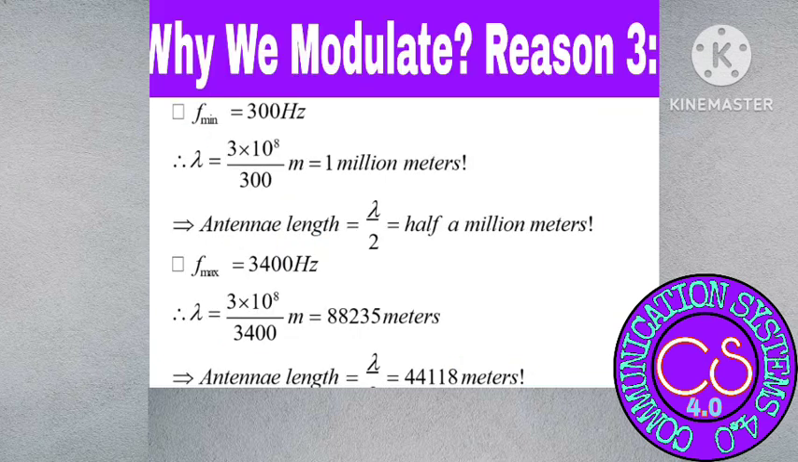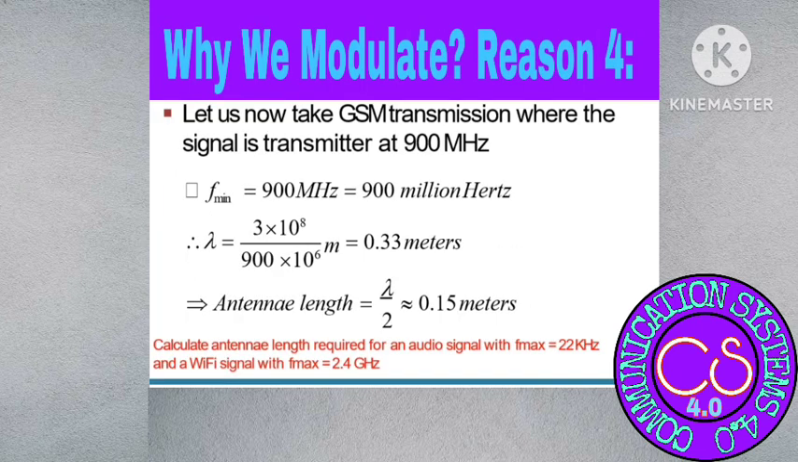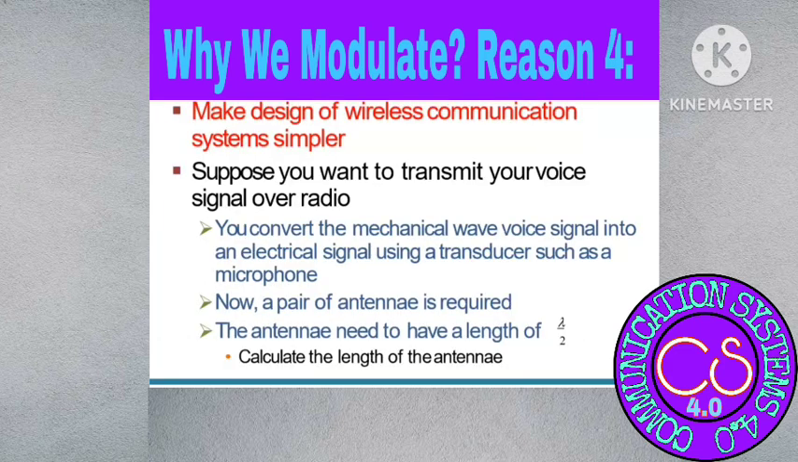Minimum frequency 300 hertz. So if you divide 1 by 300, with the speed of light being 3 into 10 power 8, you compute about 1 million meters, so the antenna length required will be lambda by 2. Then if you take a high frequency signal, the wavelength decreases and the antenna size is decreased. So if we conclude this point, make the design of the wireless communication system simpler.